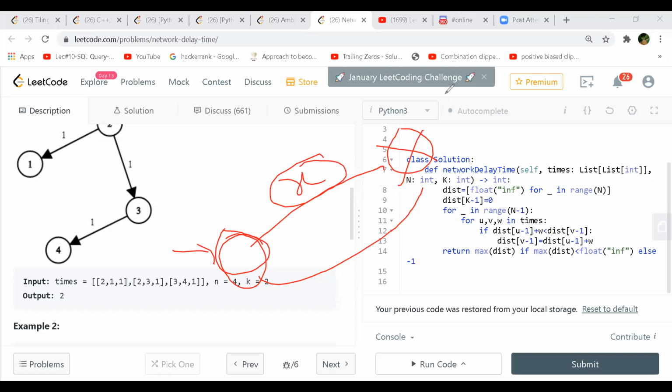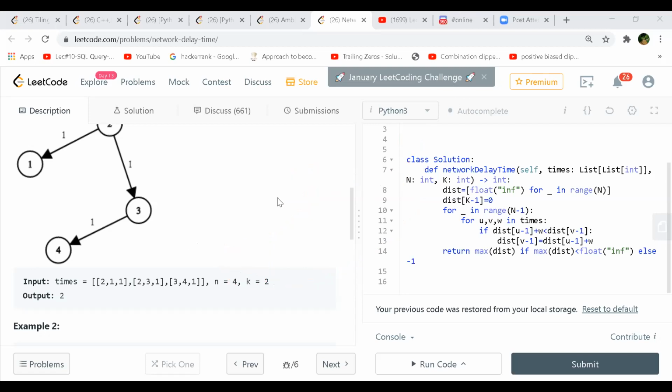But BFS, I'm not sure. No, it won't work, because Dijkstra is also a specialized BFS, using a priority queue. But even with Dijkstra, we still need to detect whether we are able to reach all the nodes within the network. Correct. So at the end, you still have to find out if everything is visited. Otherwise, -1 will be returned.